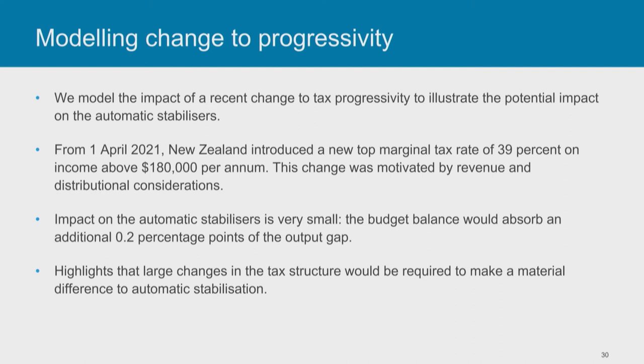We model the impact of a recent change to tax progressivity to illustrate the potential impact on the automatic stabilisers. So this year a new top marginal tax rate was introduced. This change was motivated by revenue and distributional considerations rather than anything to do with macro stabilisation. And the impact on the automatic stabilisers is very small. The budget balance would absorb an additional 0.2 percentage points of the output gap. This is unsurprising since it affects a small part of the income distribution, but it highlights that large changes in the tax structure would be required to make a material difference to automatic stabilisation.